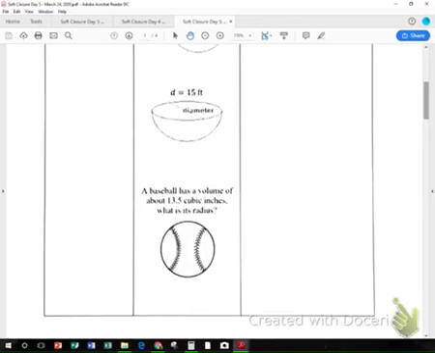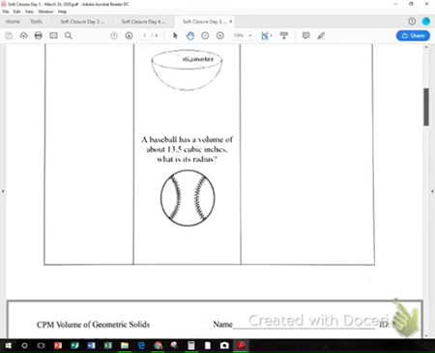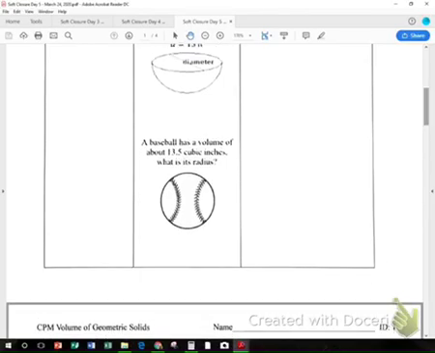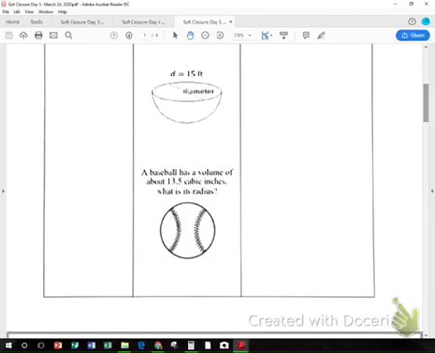Okay, so this right here is a hemisphere. It's just half of a sphere. Well, how do I deal with that? Well, one way is to find the answer for a whole sphere and then divide it by 2. Or another way is to divide by 6.